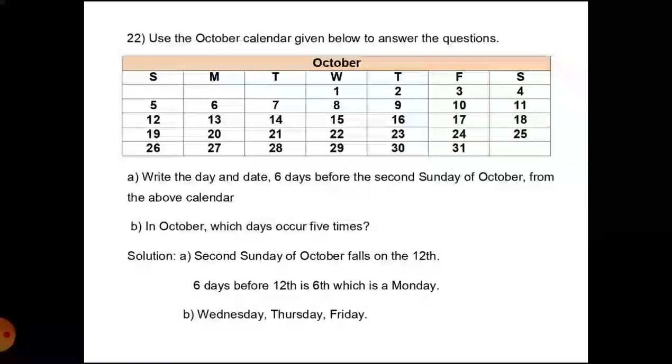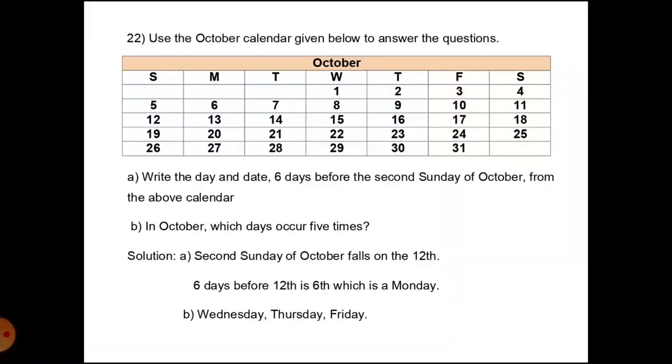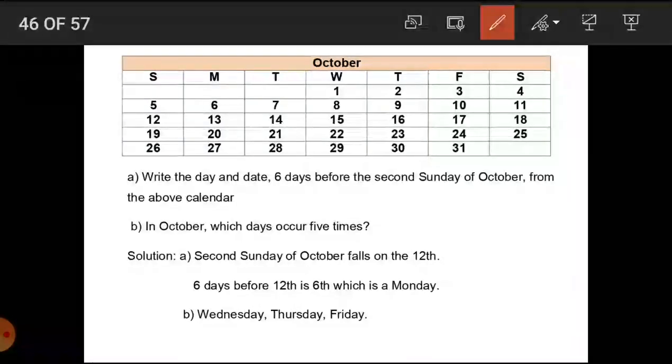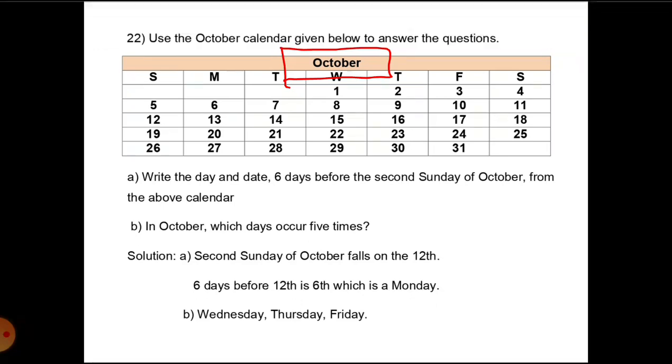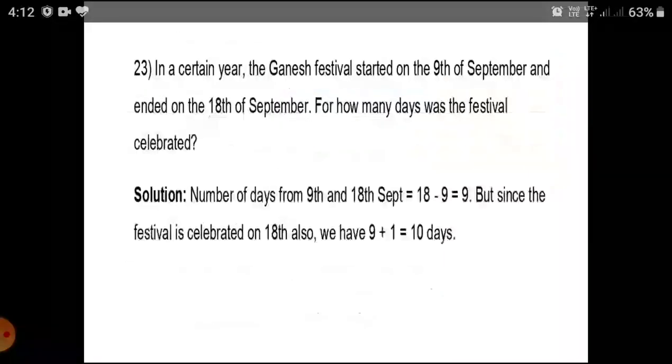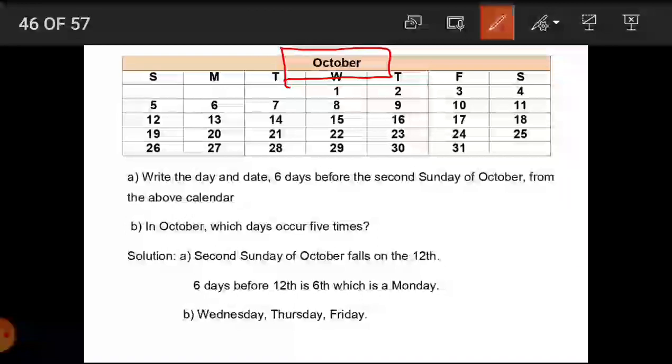Secondly, now we will see a calendar. Everybody can see the screen in which a calendar is being displayed. Now, which month calendar is it? Use the October calendar. How do we come to know it is the month of October? On every calendar, the year and the month is given. So, looking at the top, we could come to know that it is the month of October. Use the October calendar given below to answer the questions. A few questions are given below and we have to find the solution to them.